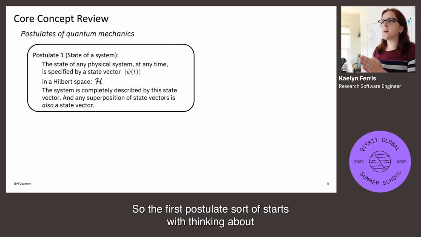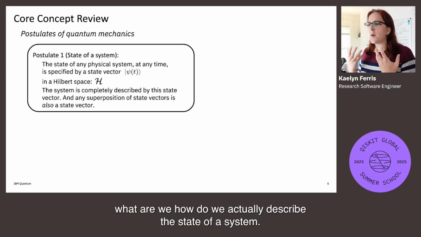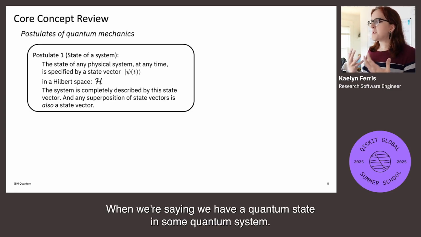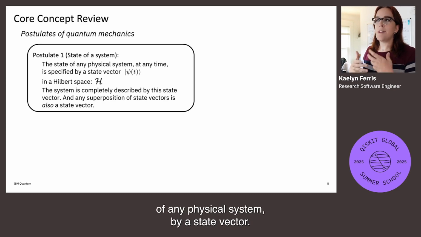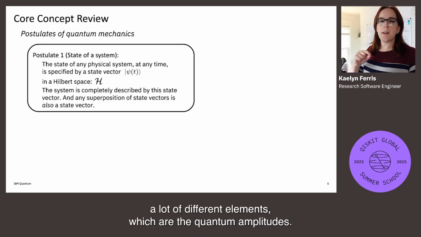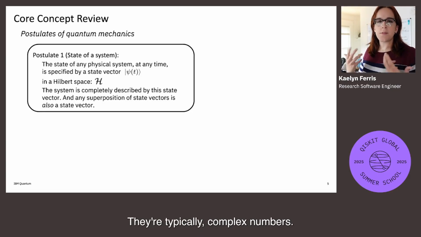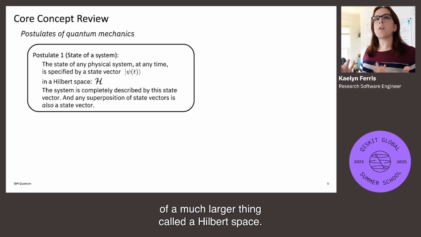Okay, so the first postulate starts with thinking about how we actually describe the state of a system. What do we mean when we say we have a quantum state in some quantum system? Mathematically, we describe the state of any physical system by a state vector. This is a column vector that contains a lot of different elements, which are the quantum amplitudes. They're typically complex numbers. And this state vector is part of a much larger thing called a Hilbert space.